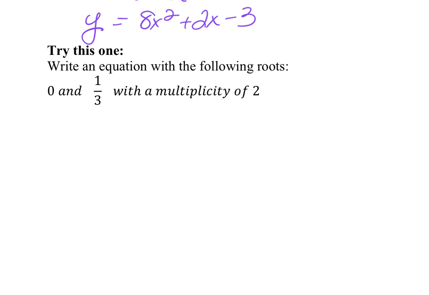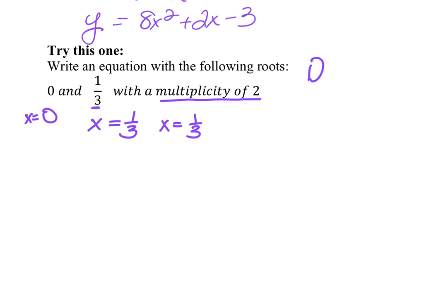Alrighty, so our roots are 0, so x equals 0, and 1/3 with a multiplicity of 2. So remember, if it's a multiplicity of 2, that means x equals 1/3 twice. So we have 2 of them. Okay, so now there's 3 terms here, so my degree is going to be 3. Remember, the degree always matches the number of roots that you have.